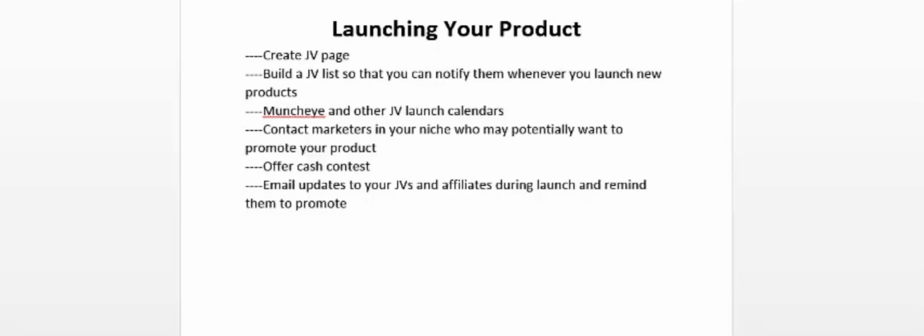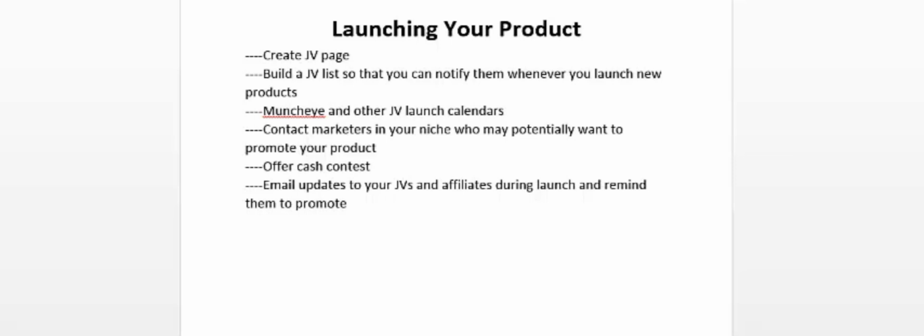Now, one of the big keys to your success is going to be the promotion efforts of your affiliates and your JV partners. Okay, so once you've created your funnel and listed your products, let's focus on launching your product. You need a JV page. Actually, this is optional, but if you have a JV page, you're going to be taken more seriously by potential affiliates and JV partners.